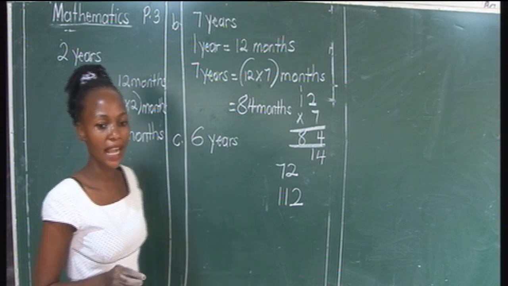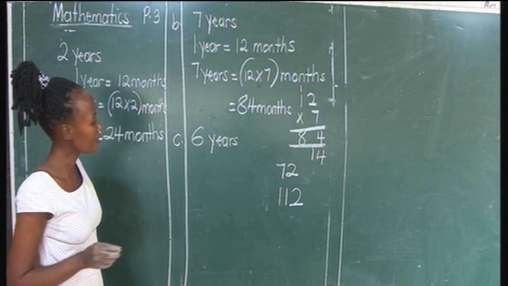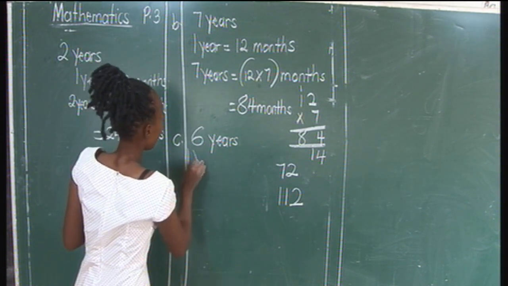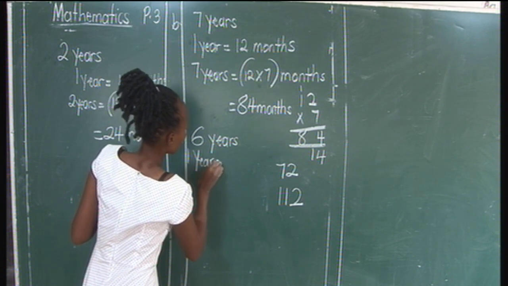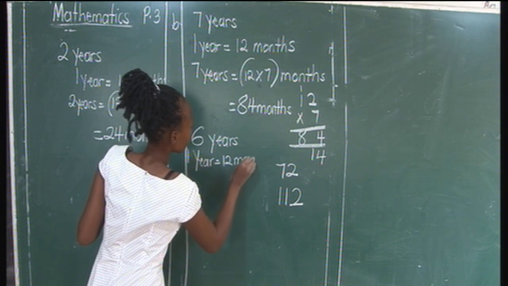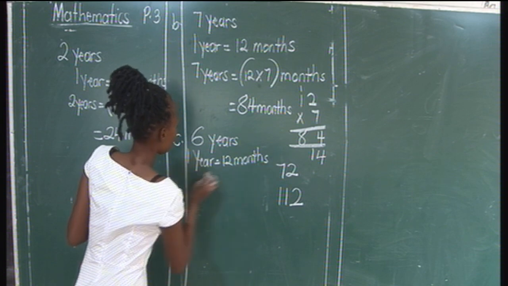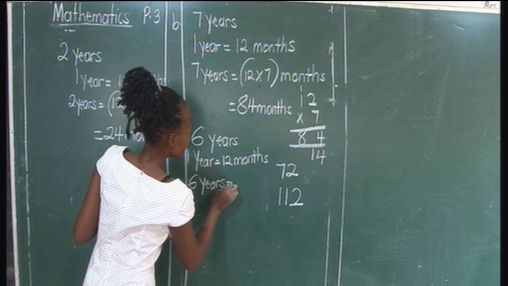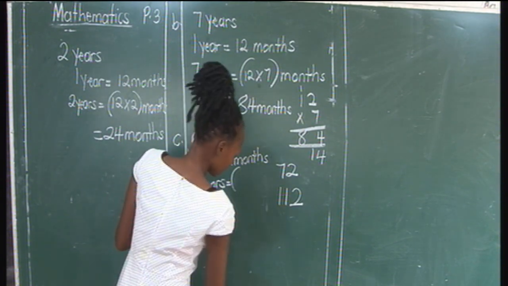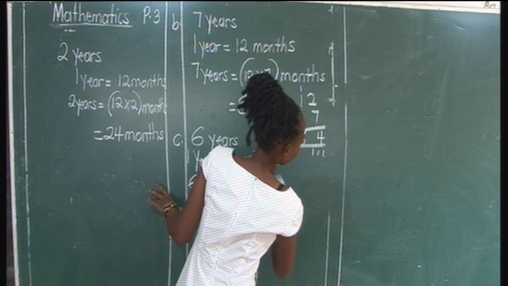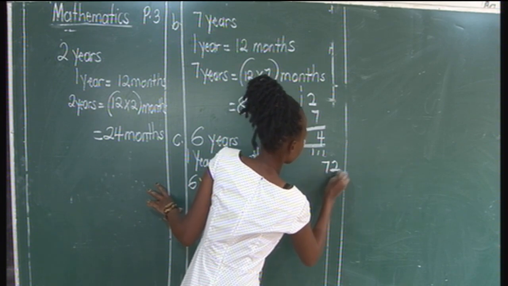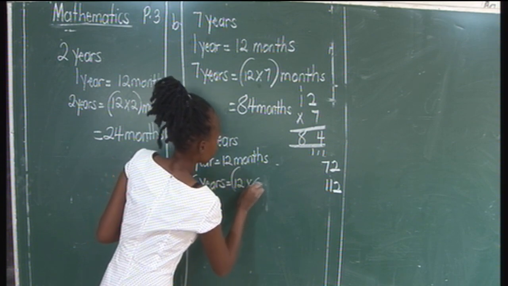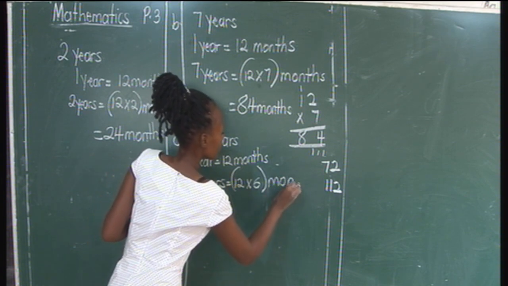Okay, now let's work out and see which one is right. Remember I said 1 year is equal to 12 months. What about 6 years? We shall have, let me first put your answers here. We shall have 12 times 6. The answer will be in months.